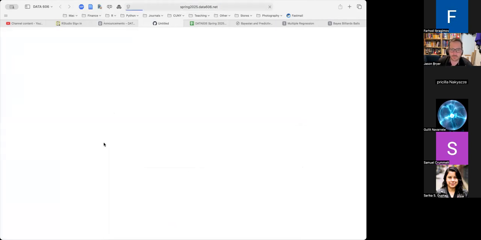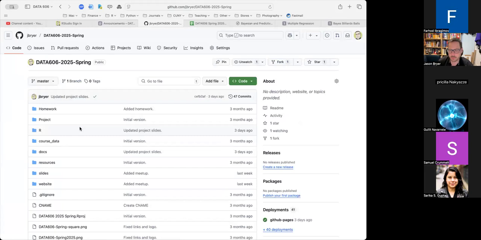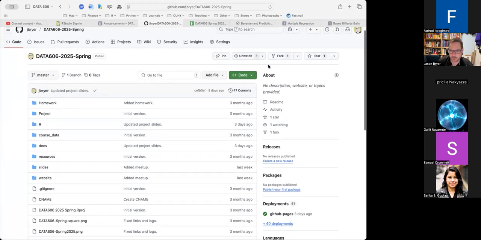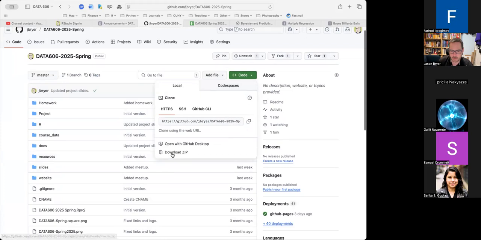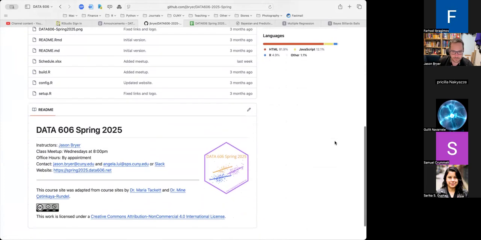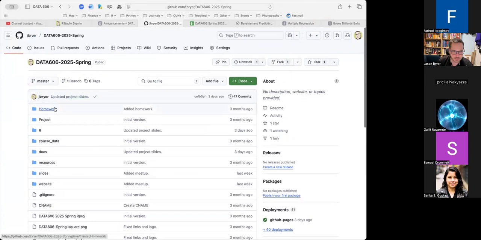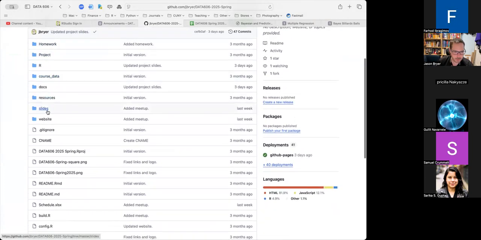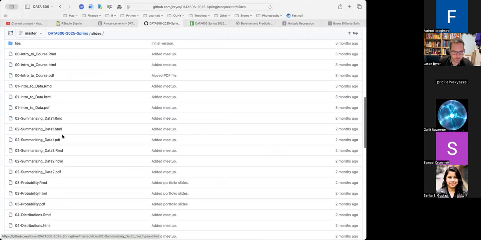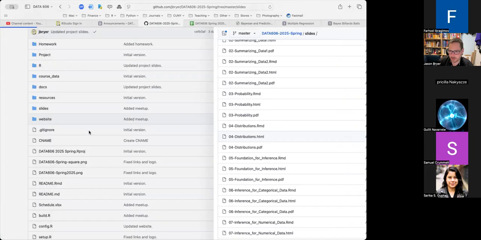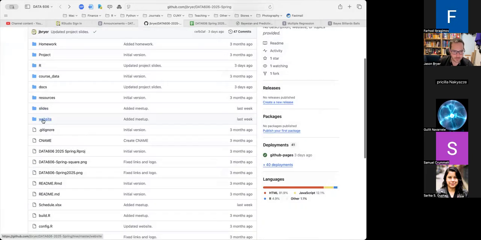And you can go a step further. If you go to the GitHub repo, which I would not recommend doing for maybe another 2 weeks until it stabilizes, you can always come in here and either clone the repo or go to the code and download a zip file. This will give you all of the content. All the slides are in the slides folder in PDF and HTML format. The website lives here. You could run it locally if you look at this build.r script.